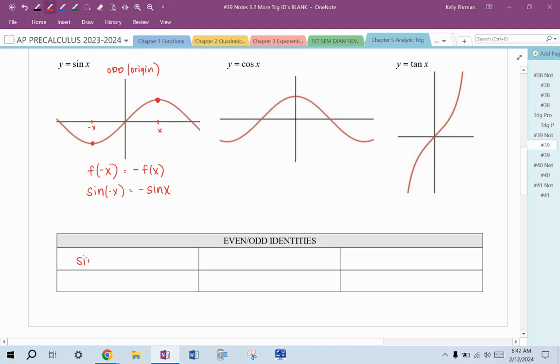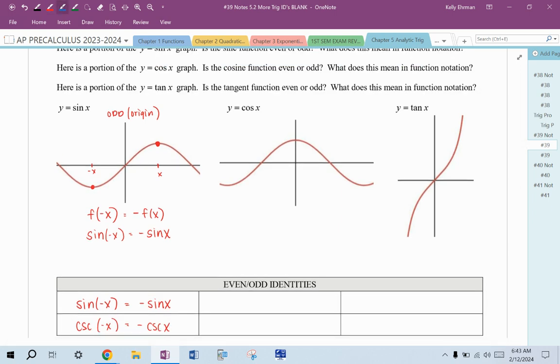If we see the sine of negative x, if we see a negative in an angle, we're going to simplify it to the negative sine of x. And if that's true for sine, then it's also true for cosecant. Cosecant of negative x is equal to negative cosecant x.